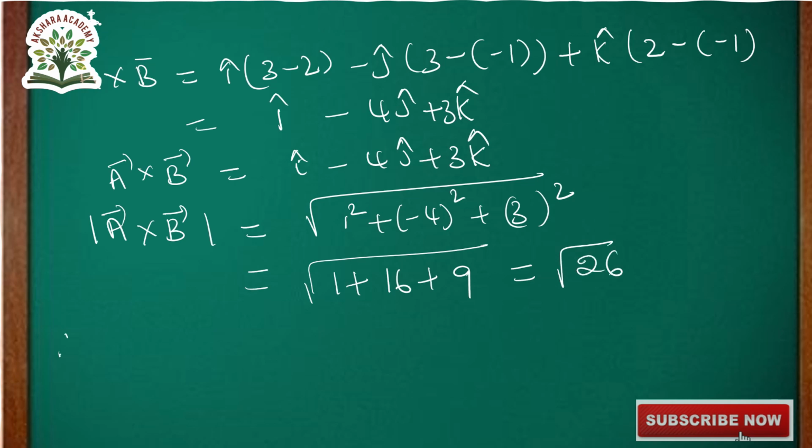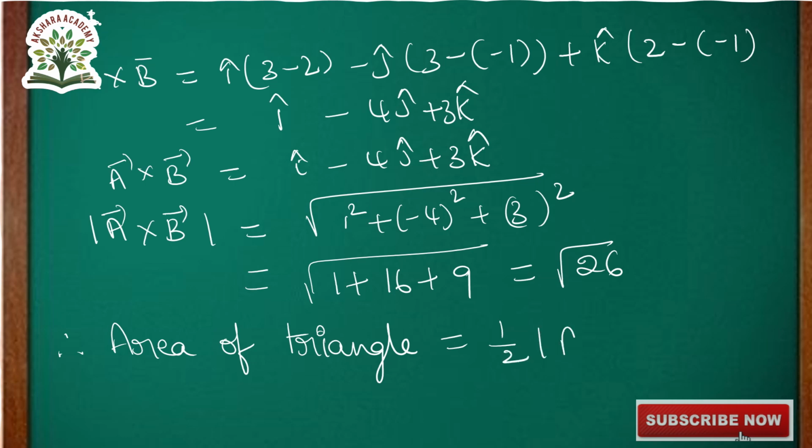Now therefore the area of the triangle is equal to half modulus of A bar cross B bar. Here we are getting the modulus of A bar cross B bar as root 26. So root 26 by 2. This is the final answer.